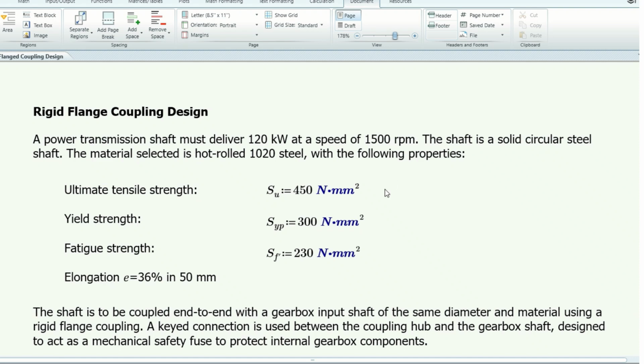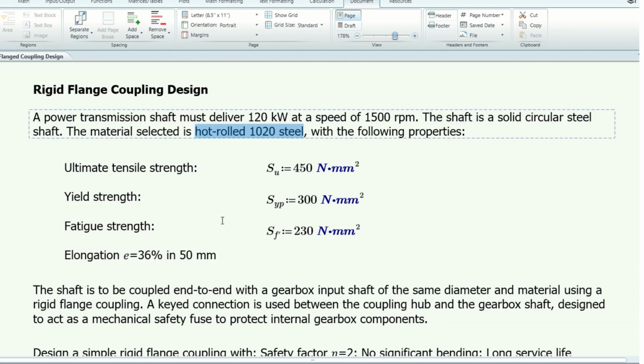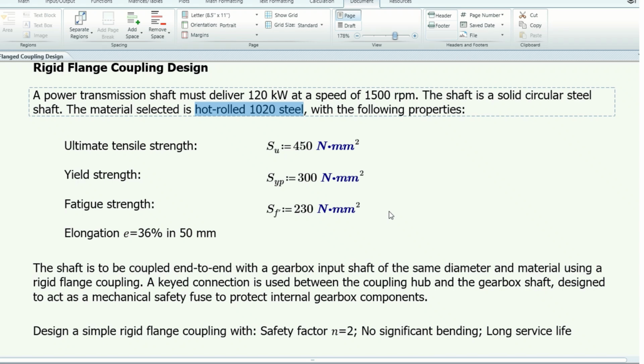Then the material, it's a hot rolled 1020 steel. This material has the following properties, like ultimate tensile strength of 450 Newton per mm squared or megapascal, and the yield strength of 300 Newton per mm squared or megapascal. Okay, fabric strength 330 Newton per mm squared.